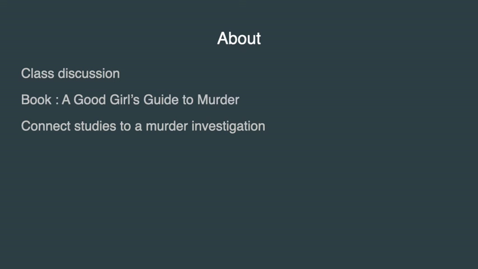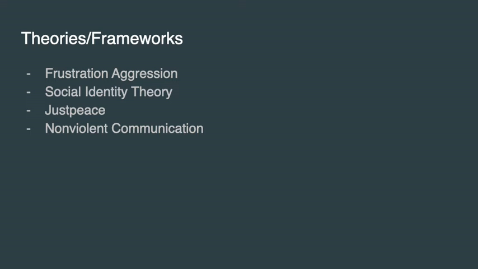So, my dialogue takes place in a classroom, and it's a discussion about a fictional murder book called A Good Girl's Guide to Murder. It's really used to connect our studies to this murder investigation, which is an unlikely example given in this classroom setting, where students really have to figure out the purpose of reading it. The frameworks and theories that I included were the frustration aggression theory, social identity theory, just peace, and nonviolent communication.